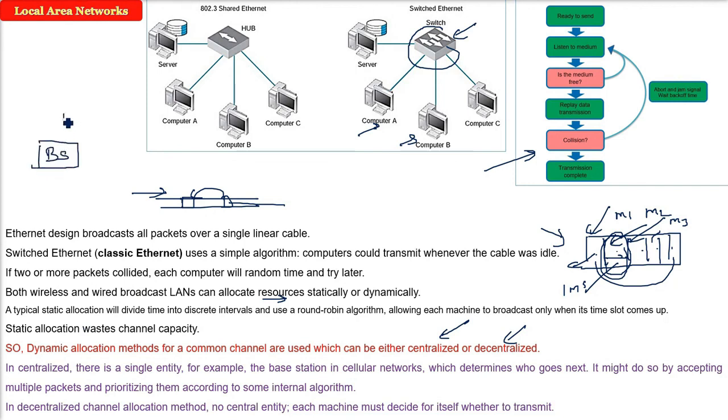In centralized, there will be a base station. For example, in a cellular network, we have a base station. It will decide who is going to go next. There will be some internal algorithm to decide who will get priority, whether M2 should send first or M3 should send first. This is the algorithm they are going to use. This is the centralized way. And in decentralized, every machine has to decide by itself when to send and when not to transmit.